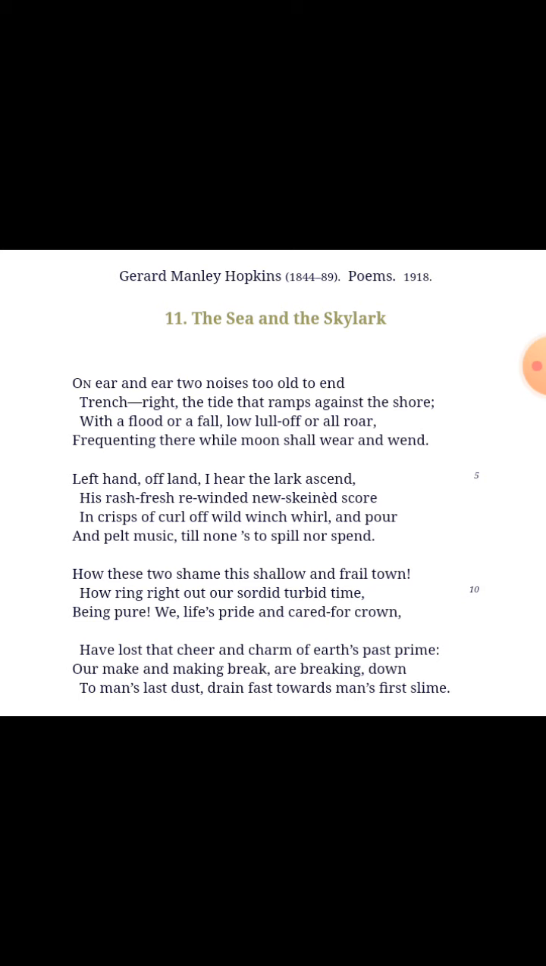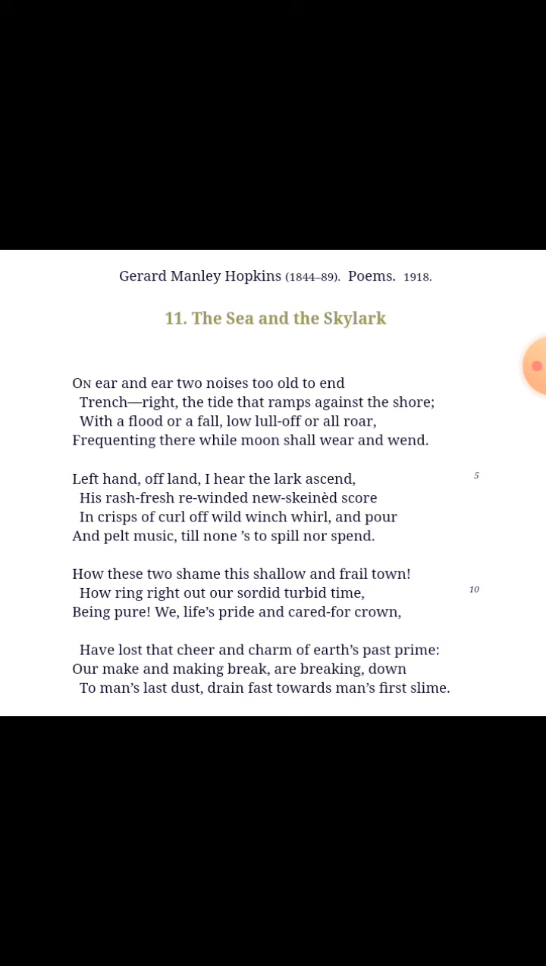Now the sestet part begins, and in the sestet part the poet talks about the town. The town is made by man, and these two things, that is the sea and the skylark, are made by God. So Hopkins says that these two things are not the same as this shallow and fragile town, because the town is dirty, it is made by man, it is decayable, it will be destroyed, but the sea and the skylark will live forever. There is no freshness in the town because the town is made by man.